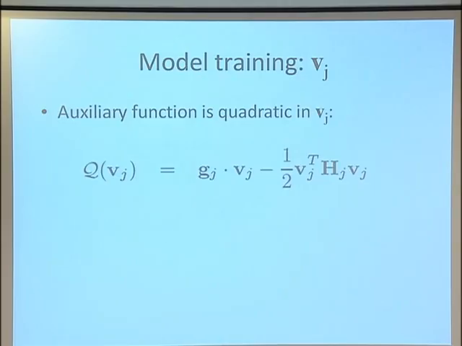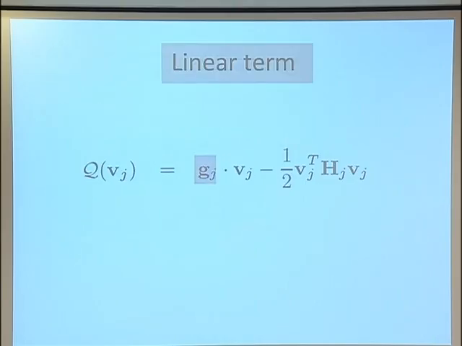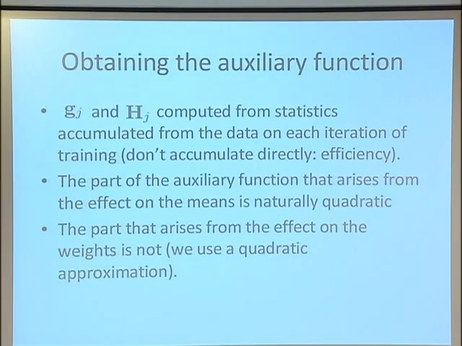So this is the auxiliary function that you get for the vectors. I'm not going to explain what that is, because it would take too long. But it's a simple quadratic function. There's this linear term, the quadratic term. Now, these G and H can be computed from statistics that you gather from the data. You could, in principle, compute them directly from the data, but it wouldn't be the most efficient way to do it.